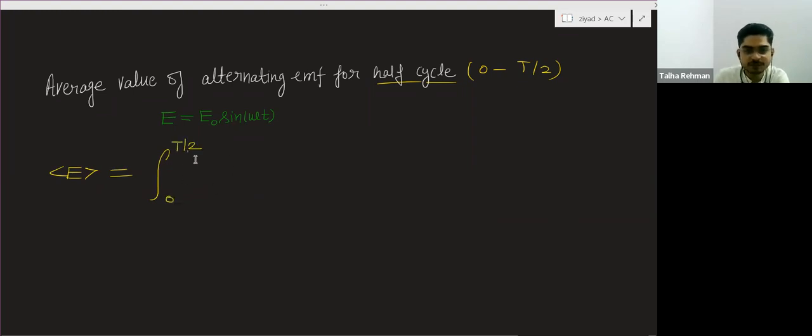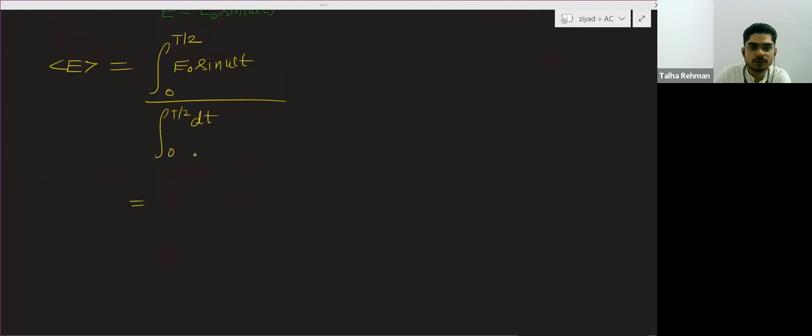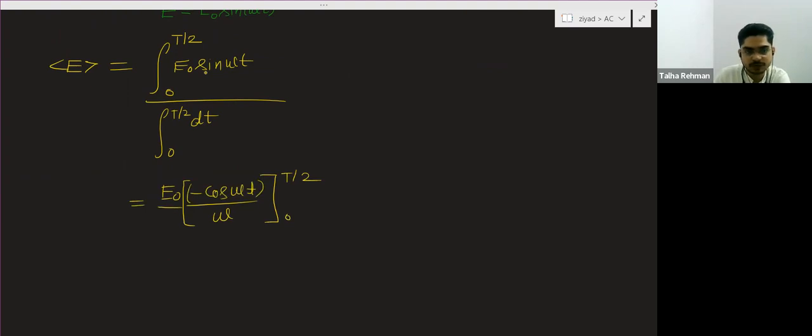because we want the average, divided by dt from 0 to T by 2. Okay, so after that, E naught will be constant. Now, the integral of sine omega t is minus cos omega t, and here is one by omega also, and the limits of integration will be 0 to T by 2, and in the denominator you will have T by 2. So basically you will get this value.